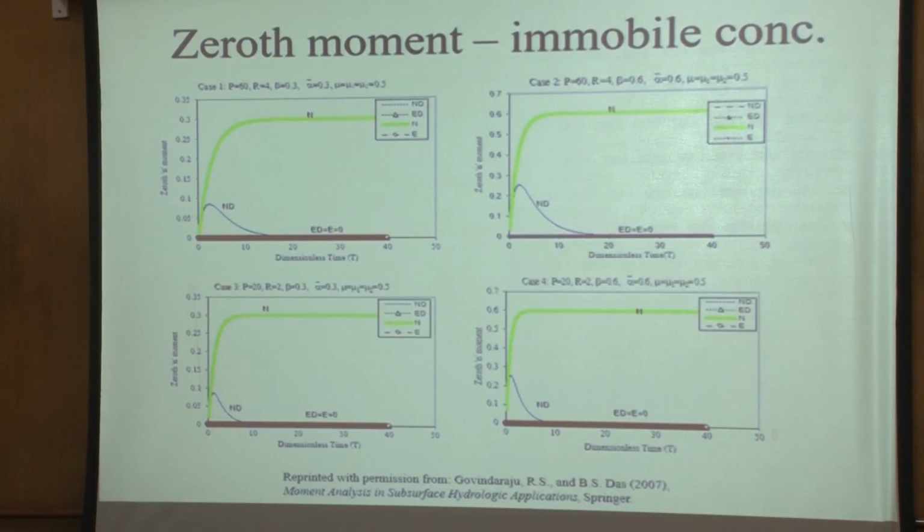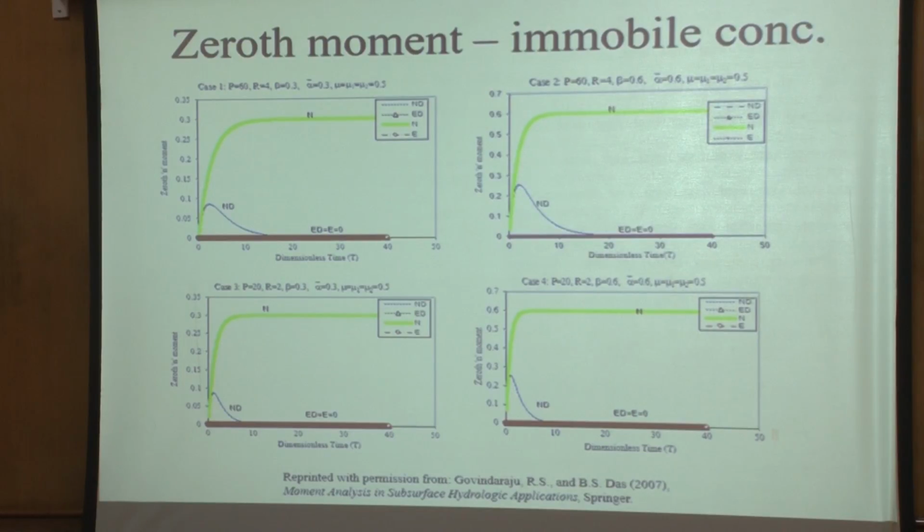We can do the same thing. Now we have the 0th moment for the immobile concentration. We start at 0. Eventually we will collect some in the immobile concentration, and that will also come to an equilibrium after a certain time. If it's equilibrium, if there is no non-equilibrium, there is nothing that's going to be there in the C2 phase, or the immobile phase.